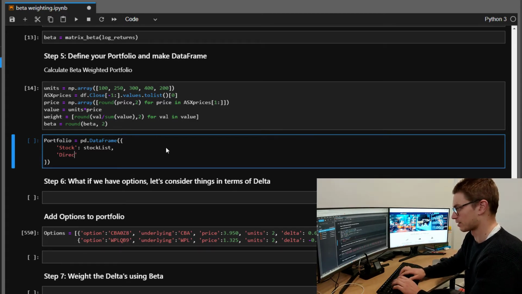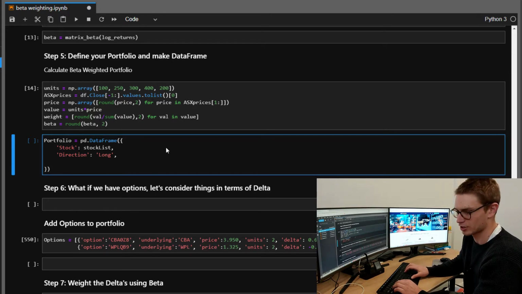We're going to define the direction. So what do I mean by direction? I mean long or short. Are we buying or selling these products? And for all these shares, we're buying, so we're going long. What's the type of these products? Well, everything I've got here is a stock. I'm going to call that S.